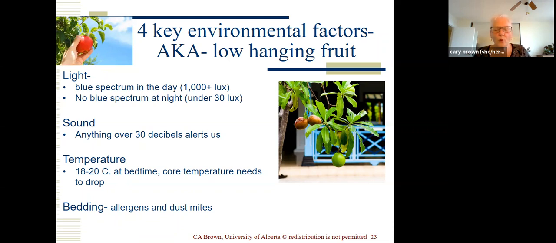But one of the most important things is our core temperature needs to be able to drop, because that, again, triggers a whole neurochemical response that tells your body to go to sleep. And there are ways I'm going to show you in a minute. You can kind of trick your body into having a slight drop in core temperature to start that process. And then I'm going to talk to you about bedding and allergens.